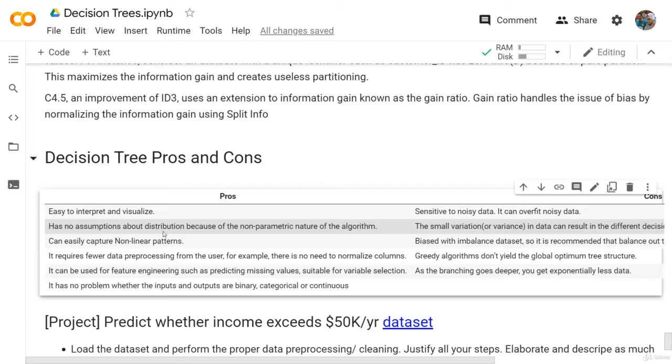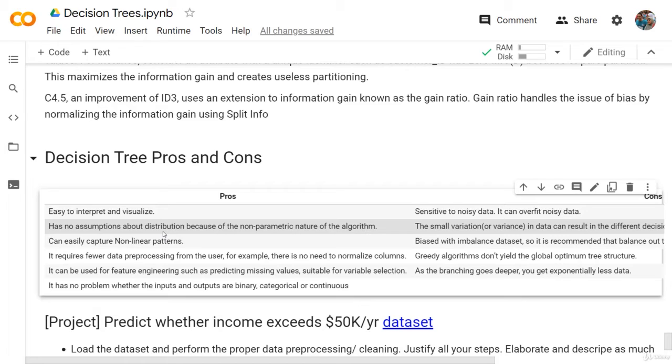And it can also be used for feature engineering. So it can be used for predicting the missing values, and it can be used for variable selection or for feature selection. And we saw this when we plotted the feature importances, right? We used the feature importances we got from sklearn, or even from our own implementation if we did it, to know what the most important features are, and maybe based on this we can drop the rest of the features or some of the rest of the features.